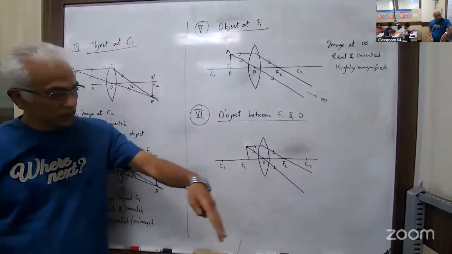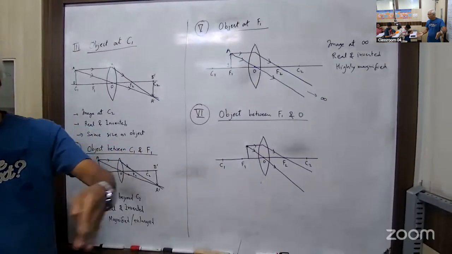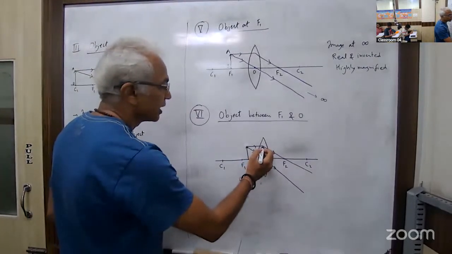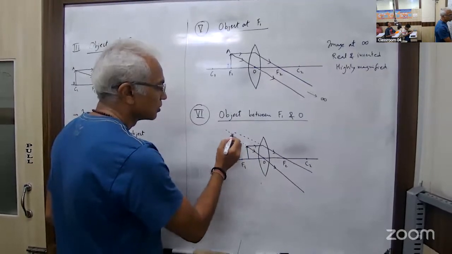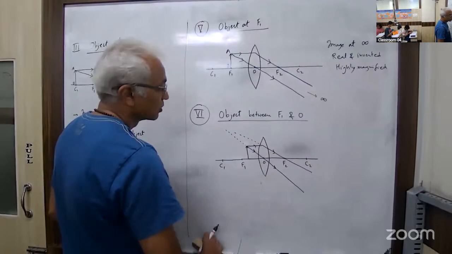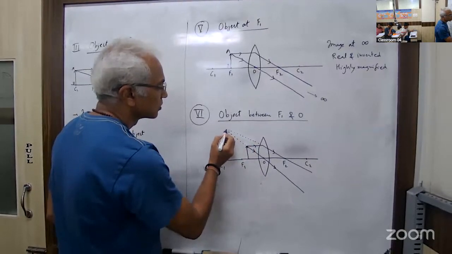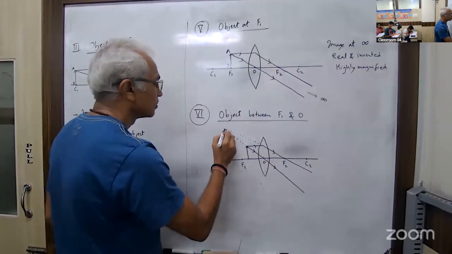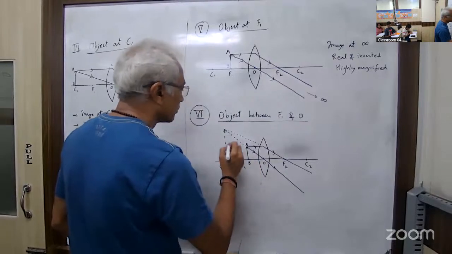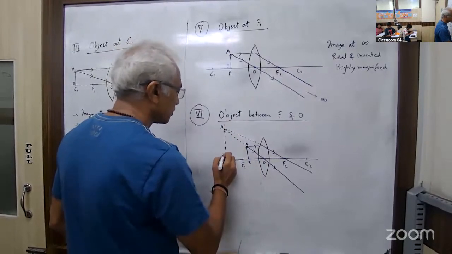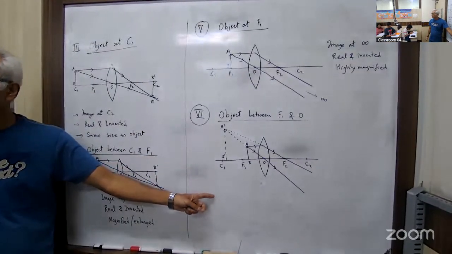Now see the light, after refraction, the refracted rays are diverged. They are going away. So what do you have to do? You have to extend them backwards. When they are extended backwards, they are matching. So this A'B'. What kind of image is this now? Has to be virtual, right?